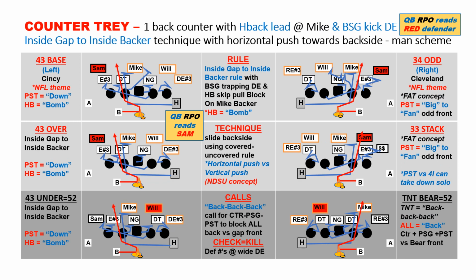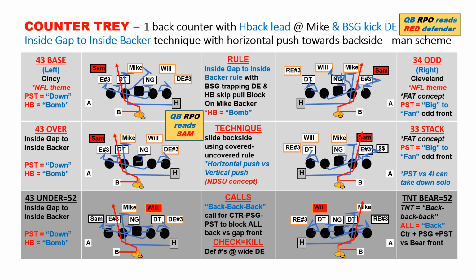Next variation for inside gap is counter tray. This is where the backside guard will pull flat and kick out the defensive end, and the H-back will still pull with his bomb block on the Mike. The Sam, again, is the read key defender. We now use an NFL theme with Cincy to the left and Cleveland to the right.